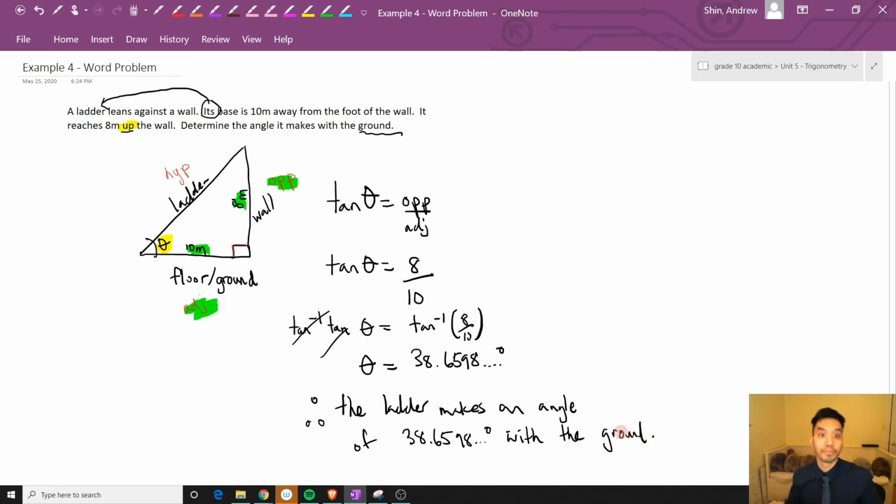Okay, so with every word problem, you got to translate it into a diagram. Once you have the diagram, you label your opposite, hypotenuse, and adjacent. Then you highlight what you're given, choose the correct formula, which is tangent, plug in what you know, and then isolate for the unknown. Okay? And that is trigonometry 10.